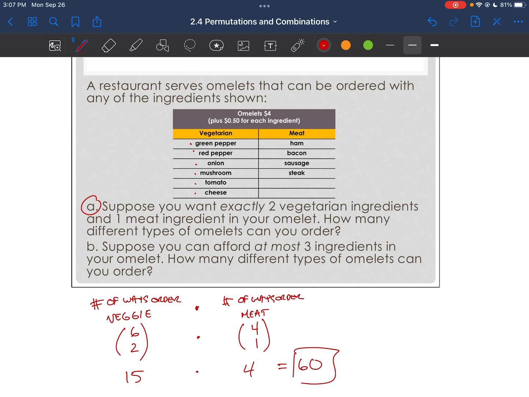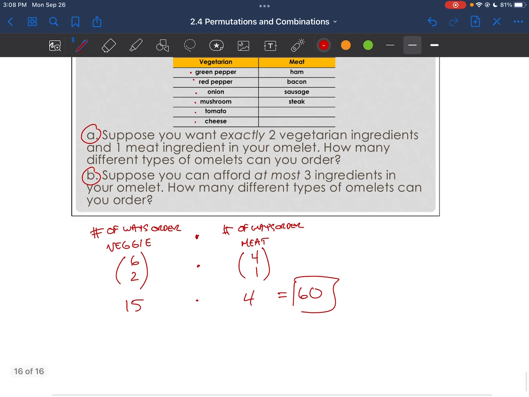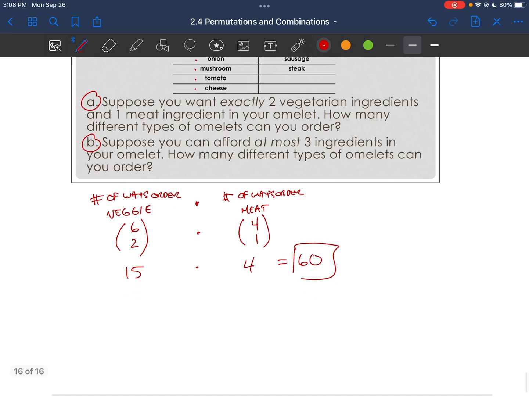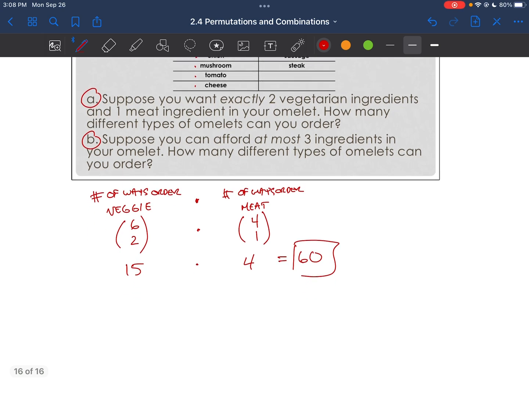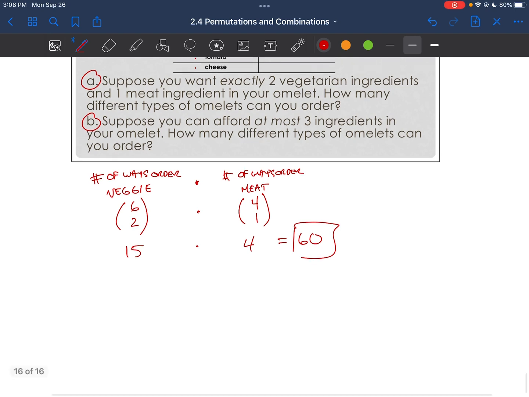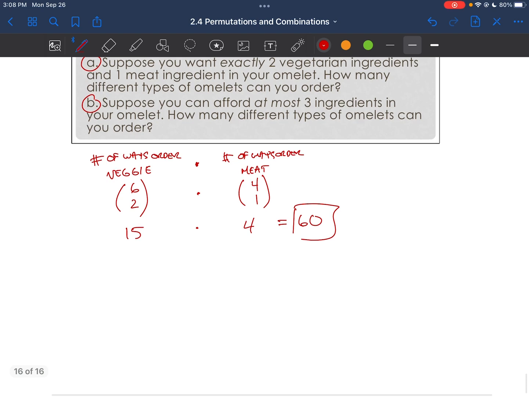So now let's figure out the second one. Let's just say I don't have a ton of money, so I can order at most 3 ingredients in my omelet. We want to know how many different omelets there are. So again, there's 6 vegetarian ingredients, there's 4 meat ingredients, so that's just a total of 10, and I don't have to have a specific number of vegetarian or meat, just out of the 10 ingredients, I want at most 3 ingredient omelet.